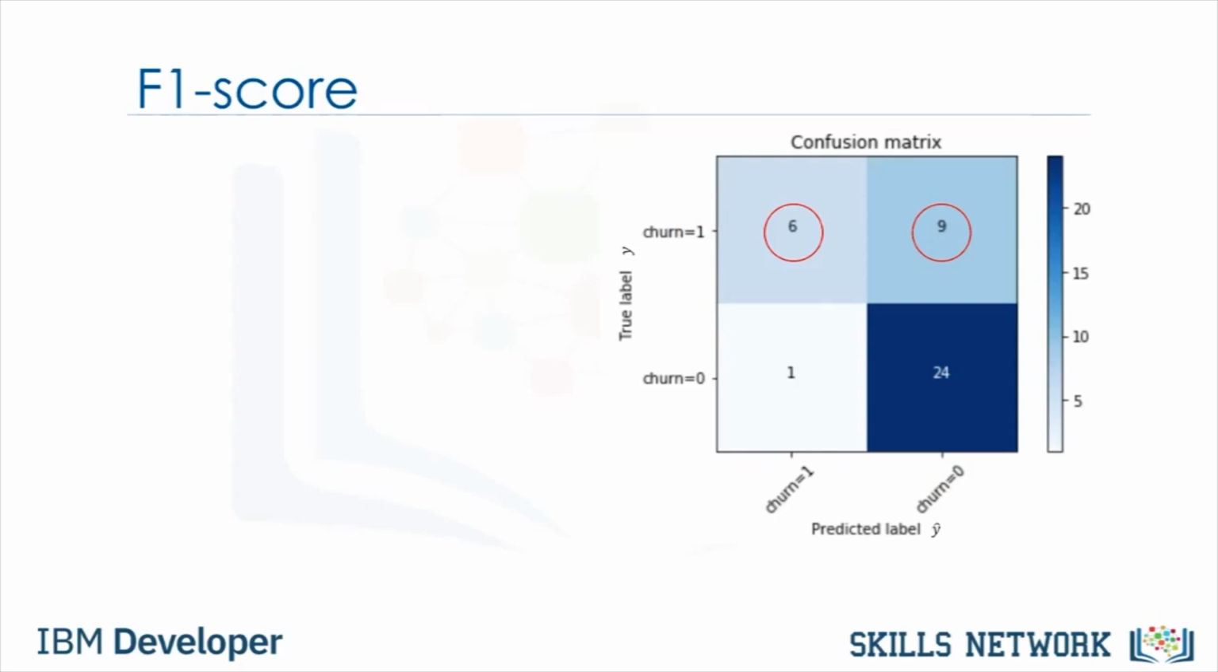What about the customers with a churn value 0? Let's look at the second row. It looks like there were 25 customers whose churn value was 0. The classifier correctly predicted 24 of them as 0, and 1 of them wrongly predicted as 1.